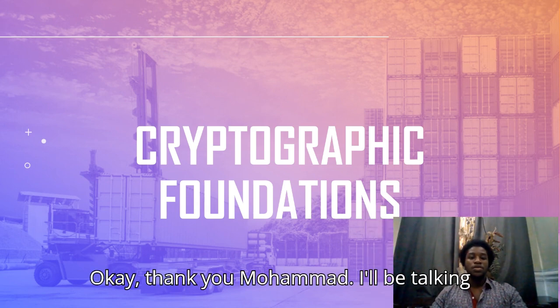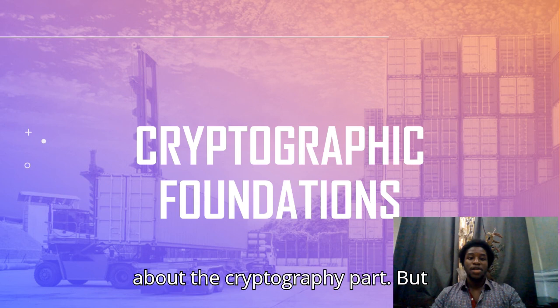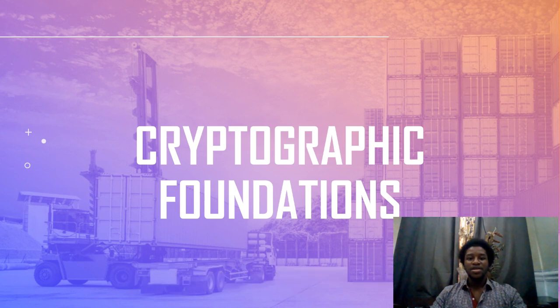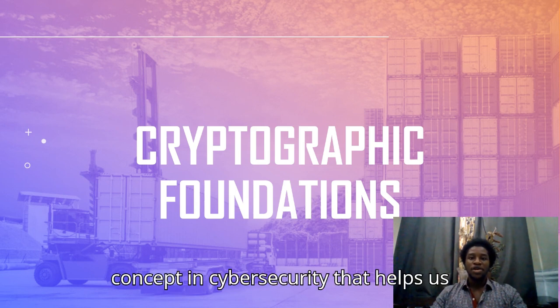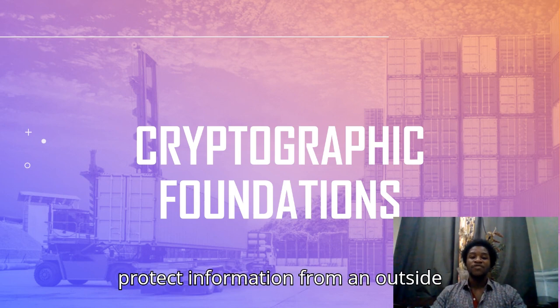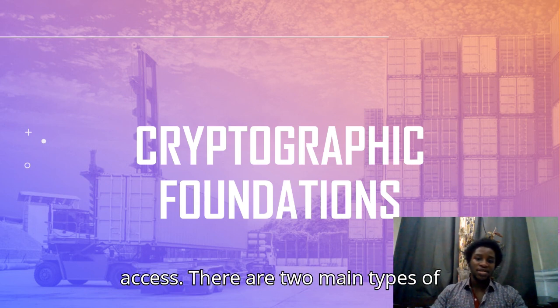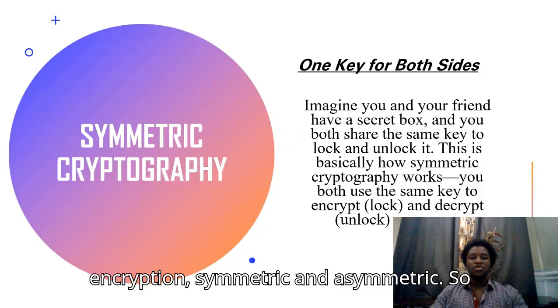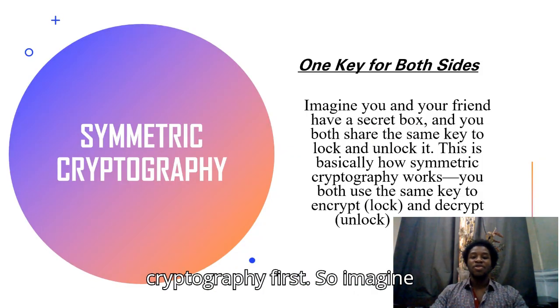Okay, so thank you, Mohammed. I'll be talking about the cryptography part, but first, I'd like to talk about what encryption is. Encryption is a key concept in cybersecurity that helps us protect information from unauthorized access. There are two main types of encryption: symmetric and asymmetric. So now I'll talk about symmetric cryptography first.